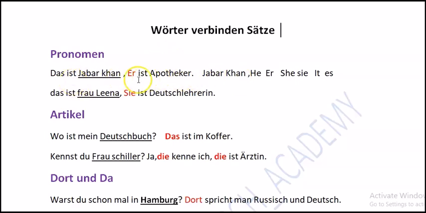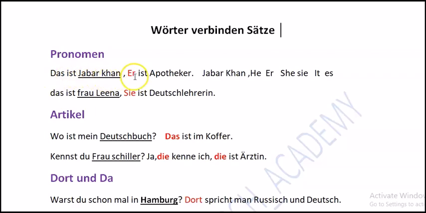So we are coming to the examples. The first example is Das ist Jabbar Khan. Jabbar Khan is male. For male, the pronoun in English is he. In German, we say for he, er. For female, it is she. In German, we say sie. For something neutral, in English we say it. In German we say es. So here it is the pronoun for Jabbar Khan.